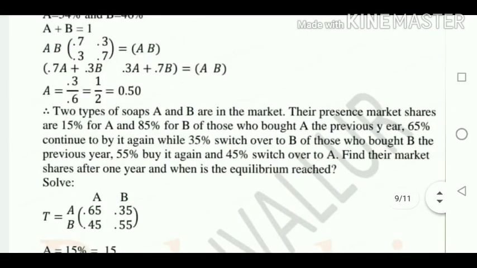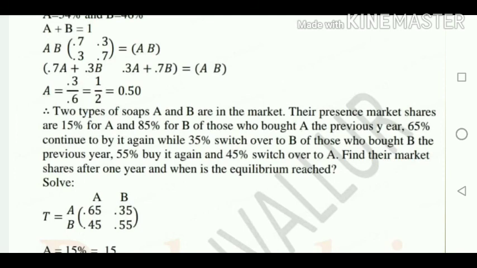So do it yourself. Here there are two types of soaps, A and B, in the market. Their present market shares are 15% for A and 85% for B. Of those who bought A the previous year, 65% continued. Here listen, the continue and switch over. From that you are taking the transition probability. 65% means 0.65 and the remaining 100 minus 65 means 35% switch over to B.